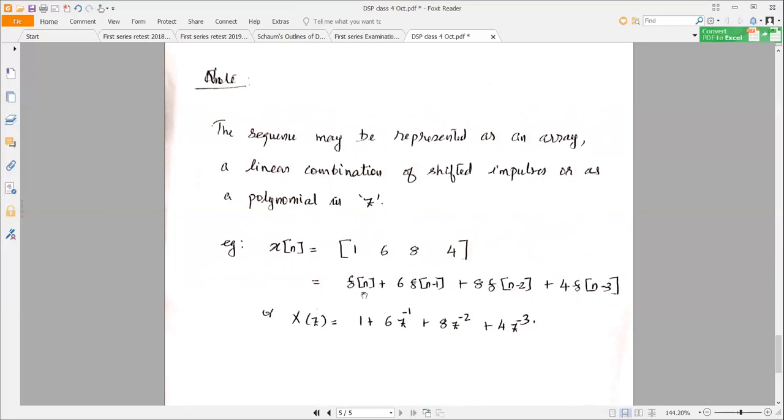So if you are given this summation of impulses, then you can automatically write down the array here. Or if you are given X of z as this Z domain polynomial, then also you will be able to write this x of n automatically. Okay, so that will be it.